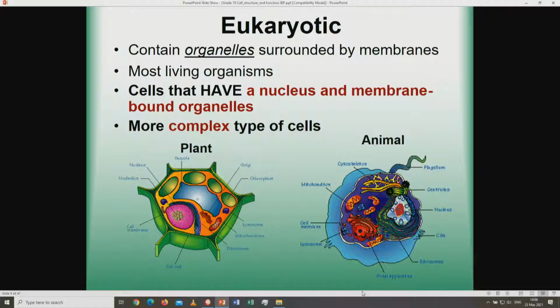Eukaryotic cells contain organelles surrounded by membranes. Most living organisms have eukaryotic cells. And you will see that there are only two different kinds, the plants and the animals. Cells that have a nucleus and membrane-bound organelles are eukaryotic cells. They're more complex, not single-celled like the prokaryote, and you will see that they have lots of different parts.